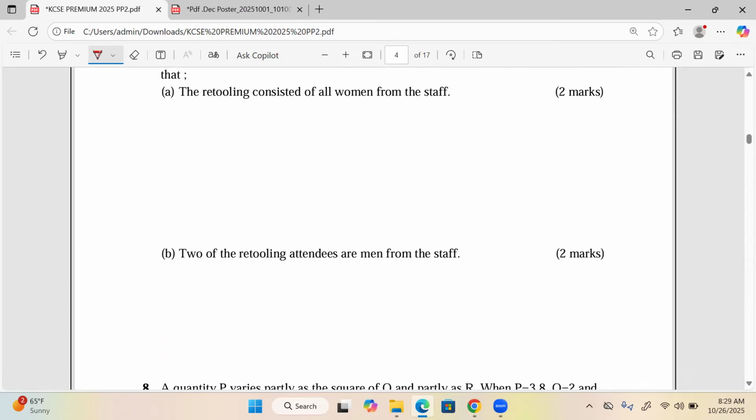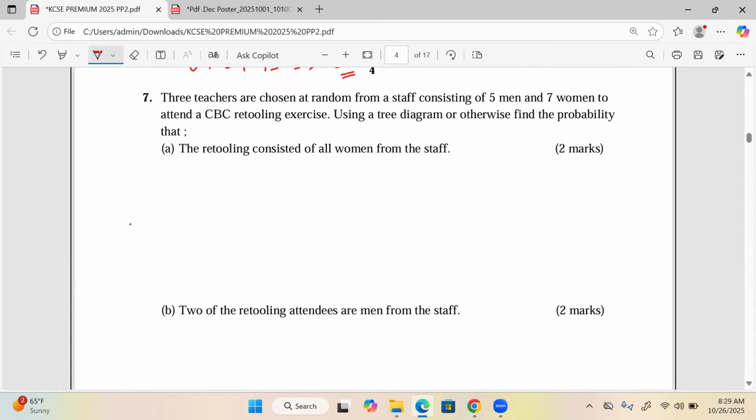We can begin by first plotting the tree diagram, whereby in this particular staff room, there are men and there are women. So in the first picking of a member, we can be picking a man or a woman. Picking a man is 5 out of 12 because the total is 12. Then 7 over 12 for women. I don't know why women are always the majority almost in everything. You can see this is a particular staff room where women are 7 and men are only 5.